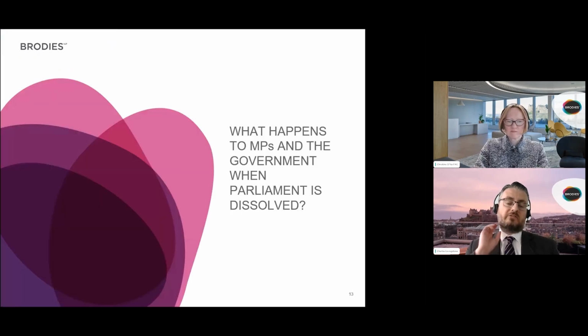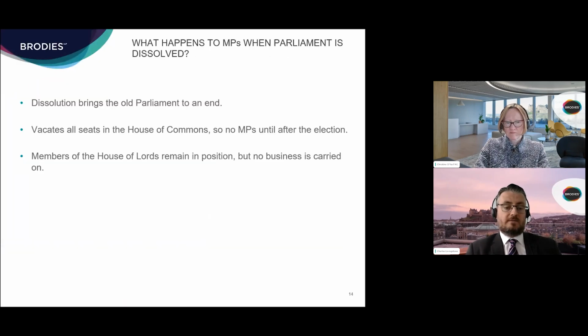So moving on to our next section, I'm going to talk about what happens to MPs and what happens to the government when Parliament is dissolved. The answer is that dissolution brings the old Parliament to an end, and in doing so, it vacates all seats in the House of Commons. So as things stand, there is not a single MP anywhere in the United Kingdom. There are no MPs until after the election.